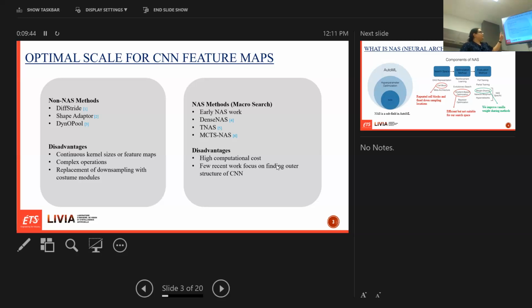However, this is one of the disadvantages that these methods have, and they also usually replace the downsampling operations with custom downsampling modules.